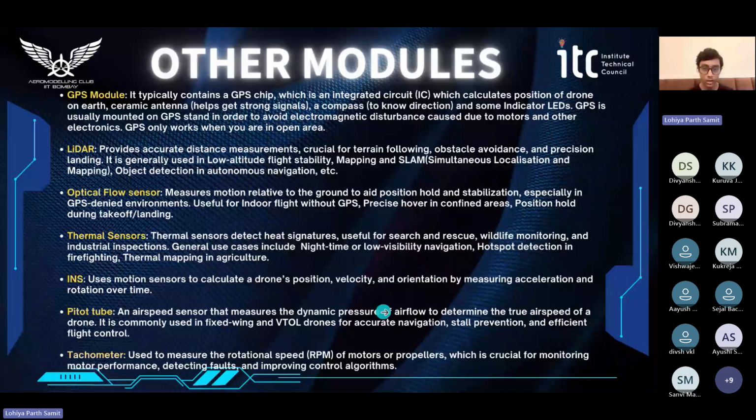And last but not the least, we also have a tachometer. It is used to measure the rotational speed of the motors or propellers, which is crucial for monitoring the motor performance, detecting faults, and also improving control algorithms, as we'll see later.